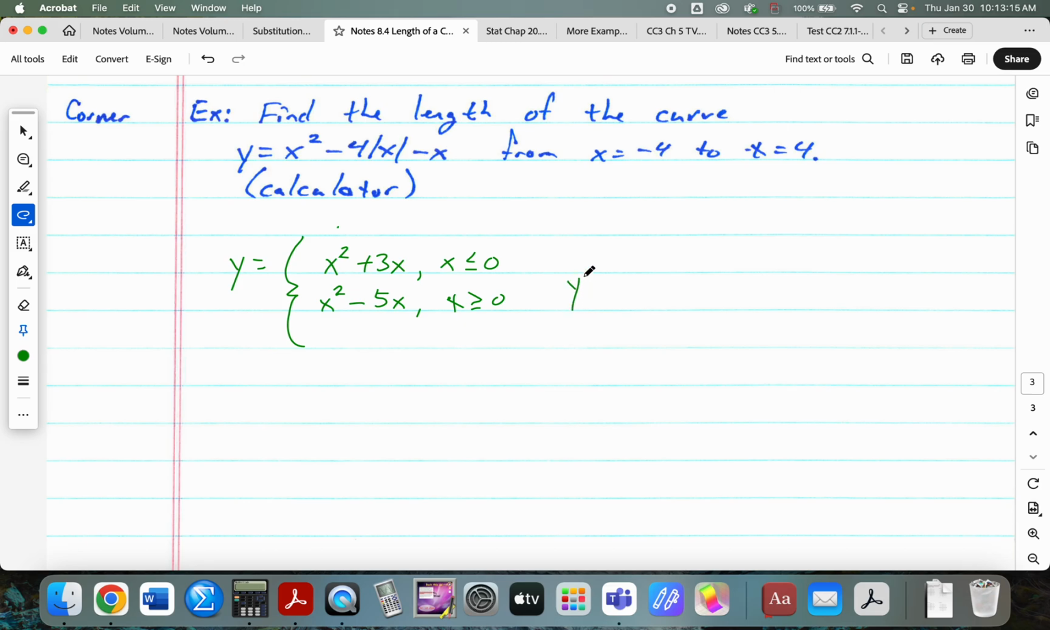Before I do that, I'm going to go ahead and find y prime. Y prime is going to be 2x plus 3 for x less than 0. I cannot include 0 there for y prime because this has a definite doink right there in the middle of the graph, right? So y prime doesn't exist there. And this would be 2x minus 5 for x greater than 0.